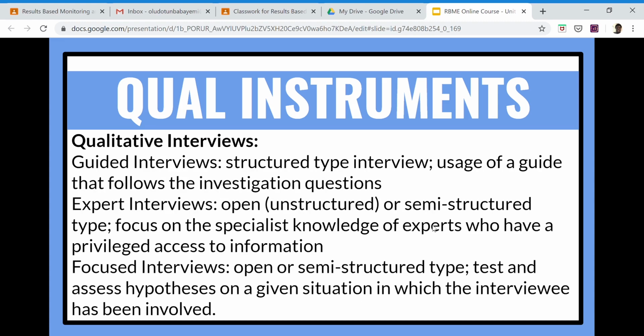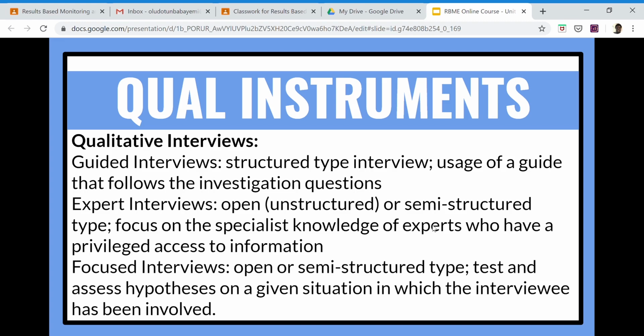You could have guided interviews. So guided interviews are actually particularly structured. So you as the evaluator or the enumerator conducting the interview would already have some questions on your notes or in a paper called an interview guide, and you would make sure that you follow strictly what's on the guide. So all the questions that can be asked would have been written down, and you follow each and every one of the questions. So questions like, how long have you been working in your current role?